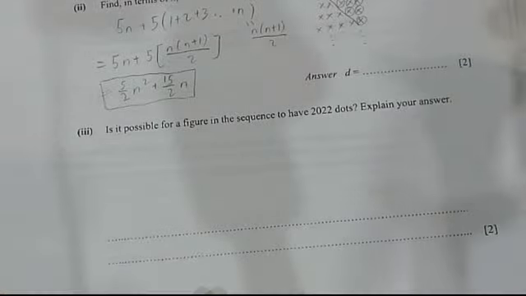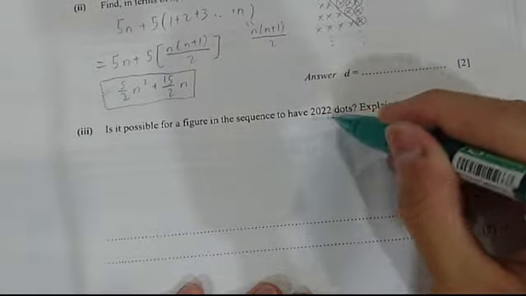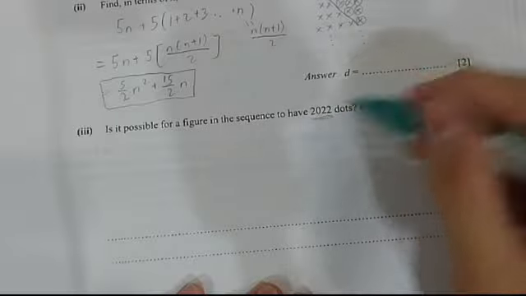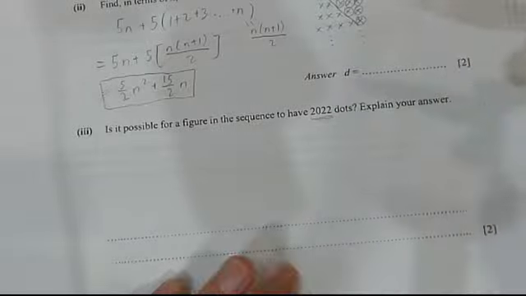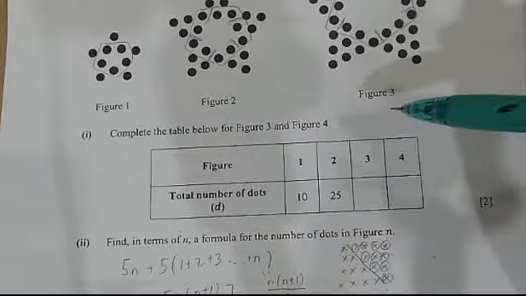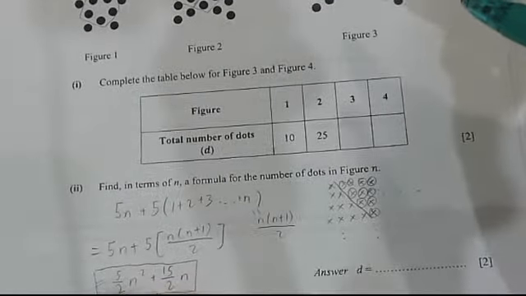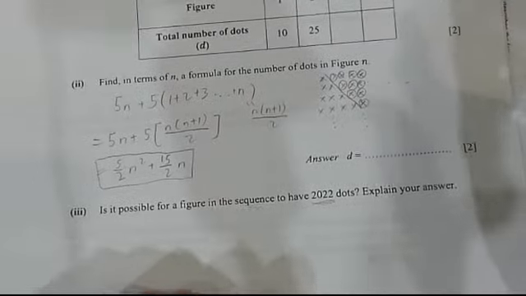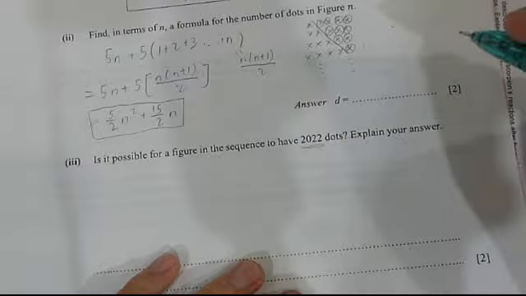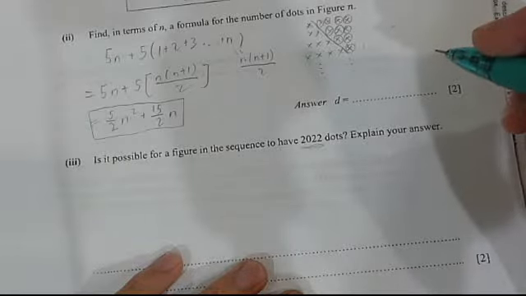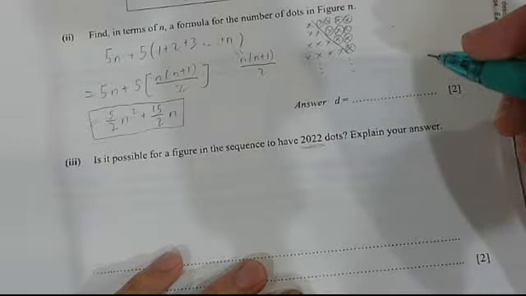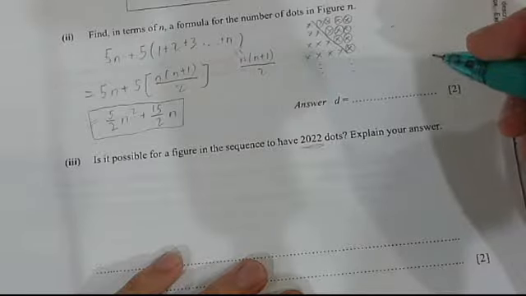So what this boils down to is just this whole number. Is it possible? Given that n, because we have figure numbers, goes 1, 2, 3, 4, 5, 6, and so on, it can't be a decimal.